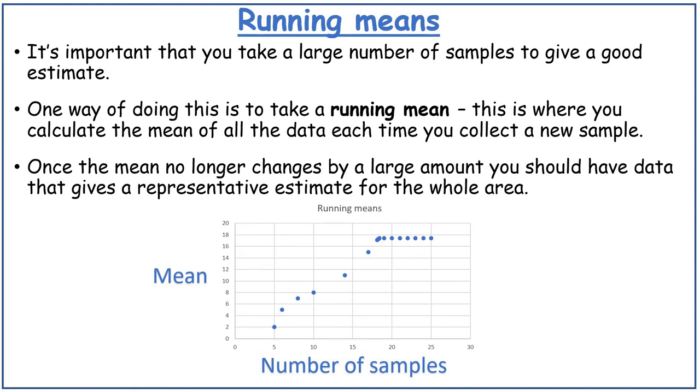Just a little word about running means. So it's important that you take a large number of samples to give a good estimate. And one way you can do this is to take a running mean. And this is where you calculate the mean of all the data each time you collect a new sample. And once the mean no longer changes by a large amount, so it should level off if you were to plot it on a graph, you should have data that gives a representative estimate for the whole area.